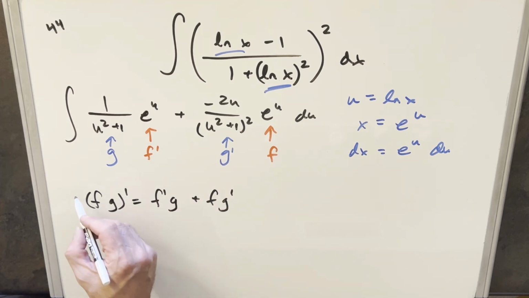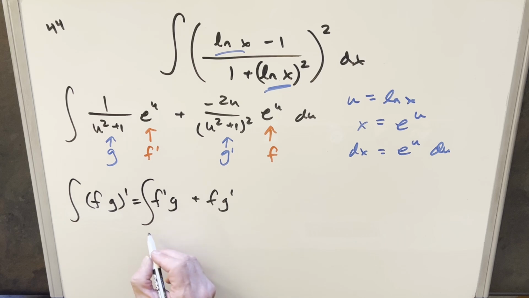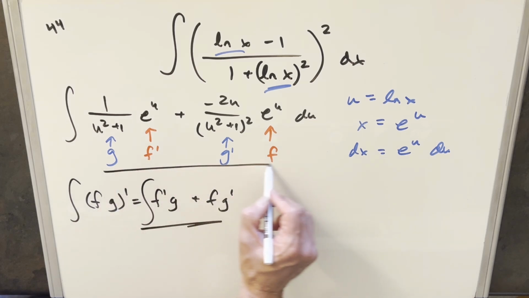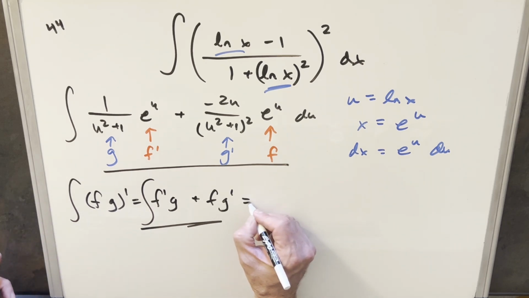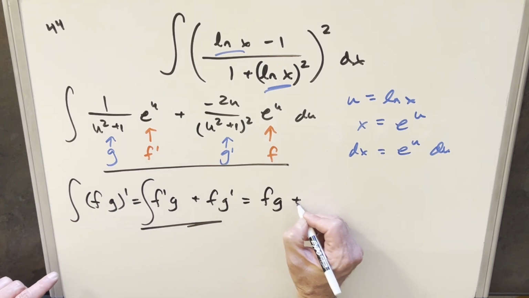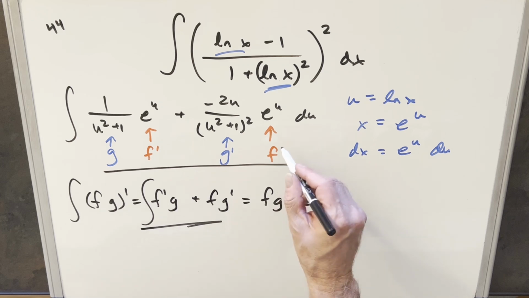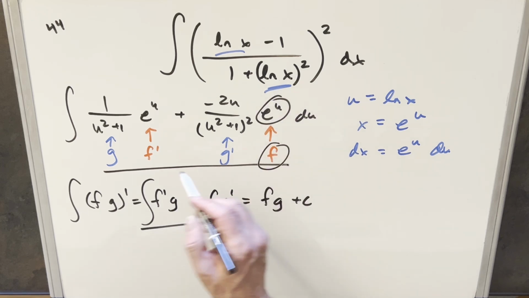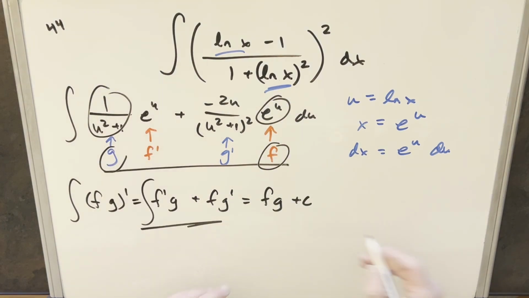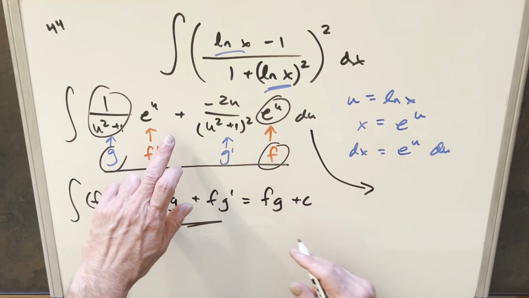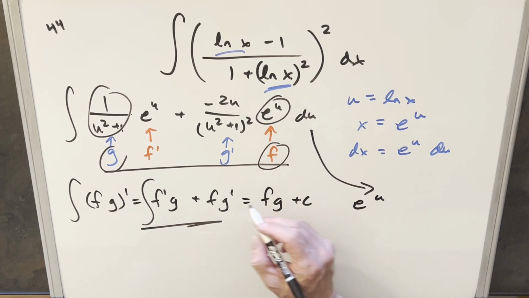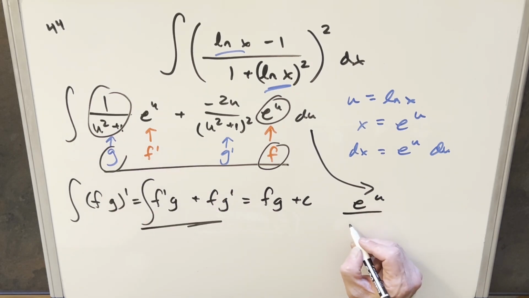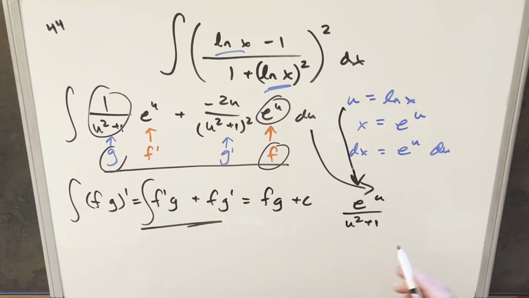If we integrate everywhere, this part matches what we have here exactly, because we're integrating a derivative. The result is just going to be f times g plus c. We already determined those values: our f value is e to the u, and our g value is right here. So this whole thing is equal to f times g, which is e to the u over u squared plus 1. Then all we need to do is back substitute to finish this off.